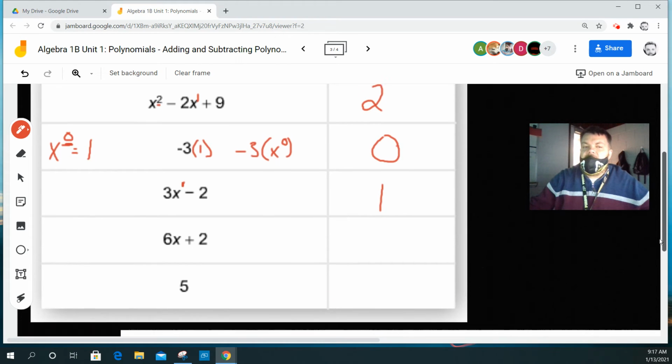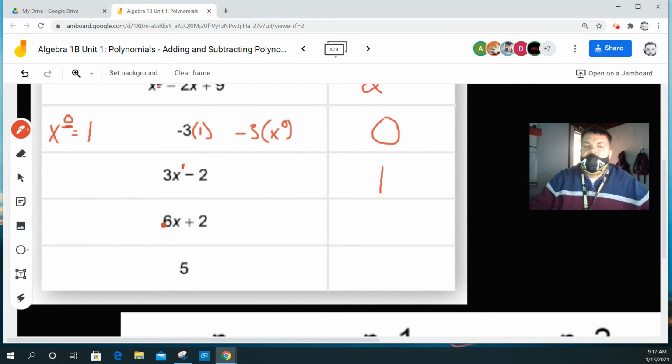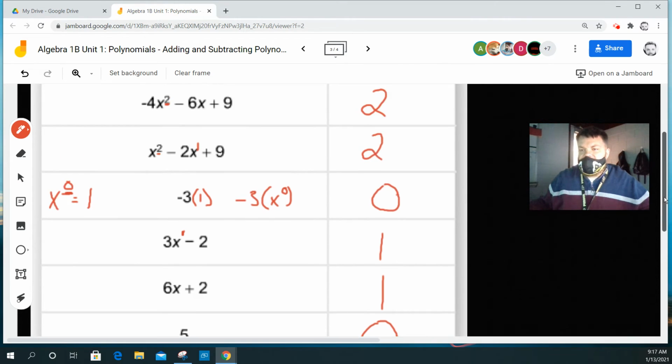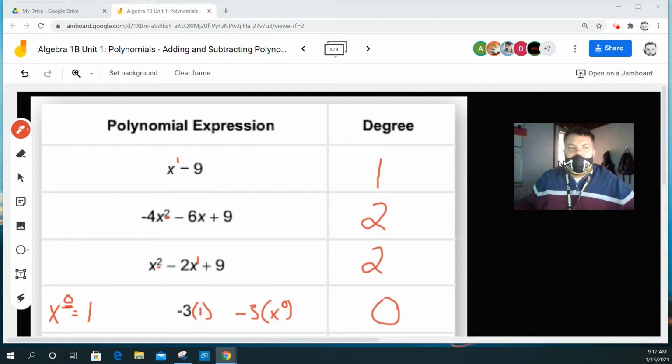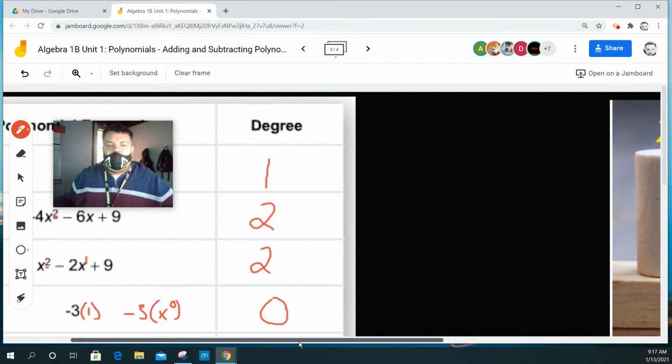So let's try and analyze this differently. You have 6x plus 2. Is there an x? What power is that x raised to? 1. So this is a first degree polynomial. Does this have an x? No, so it's a 0 degree polynomial. Does that kind of help? A little bit? Okay, good. Well, that's how we start, right? That's how we learn.